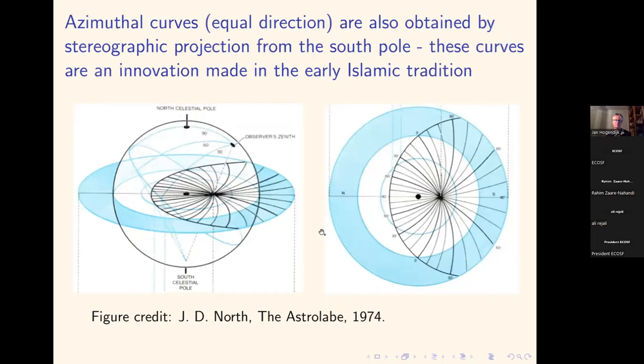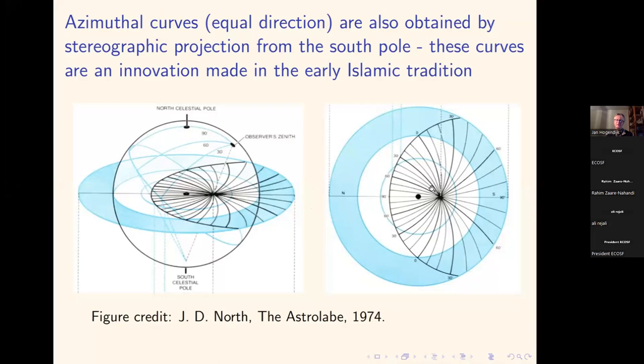Of course, also the azimuthal curves, the curves for direction, they run through the zenith to the horizon, to the north, to the east, to the south, to the west. They are mapped like this. By the way, this is an innovation made in the early Islamic tradition, maybe by Al-Khwarizmi, although we are not completely sure. Probably it was by him, because the ancient Greek astrolabes did not have azimuthal curves. They only had circles for altitude.